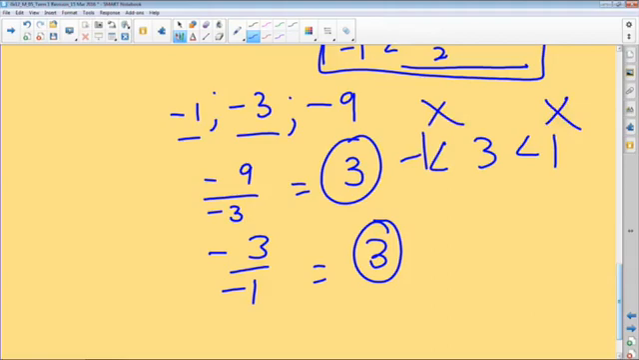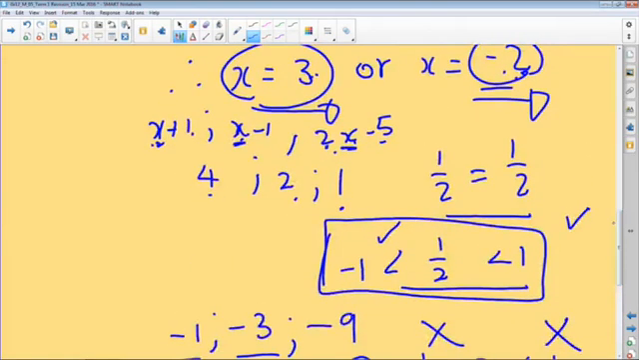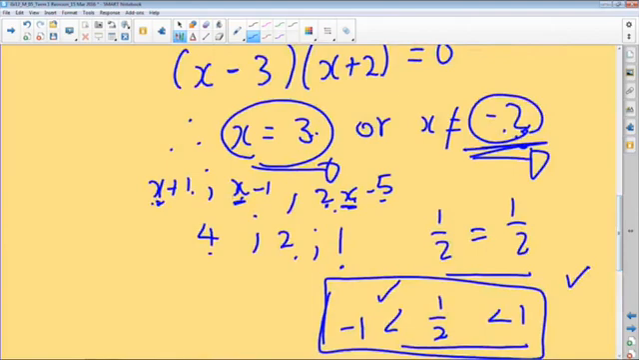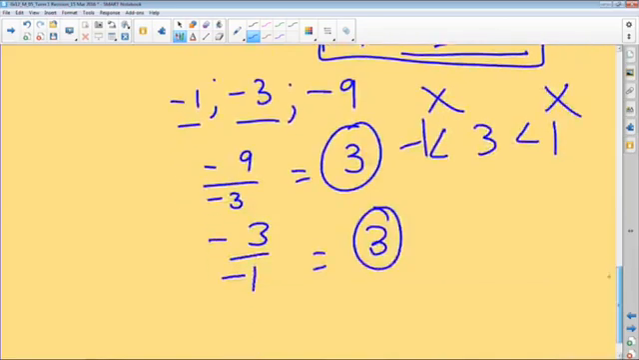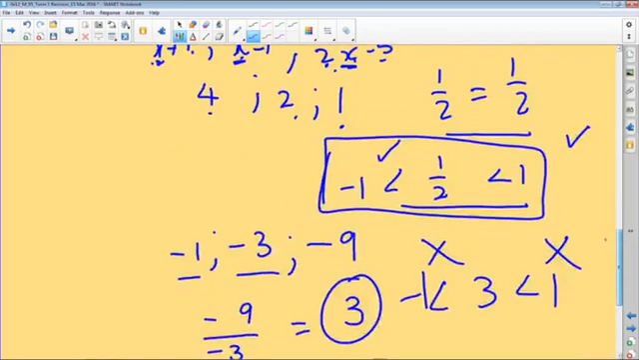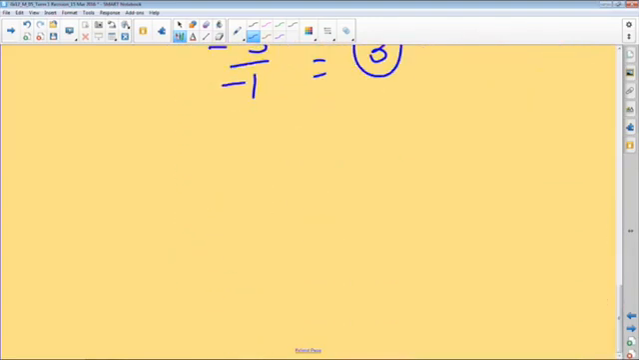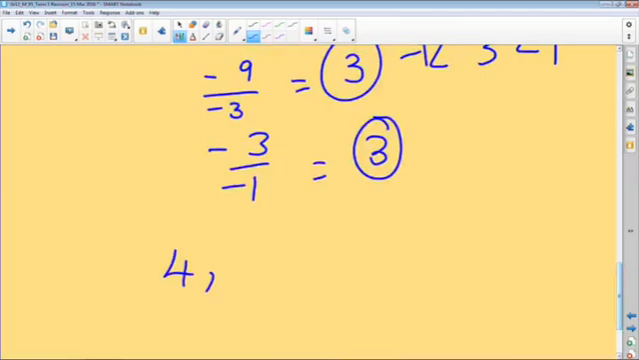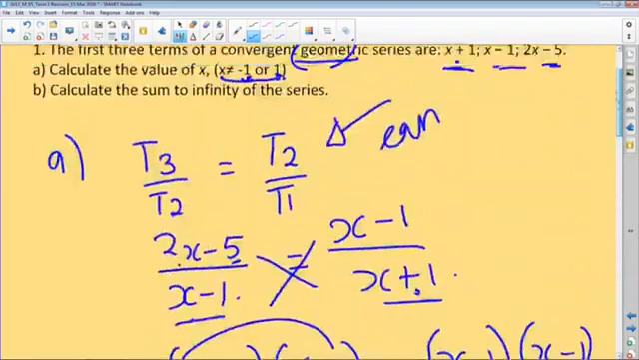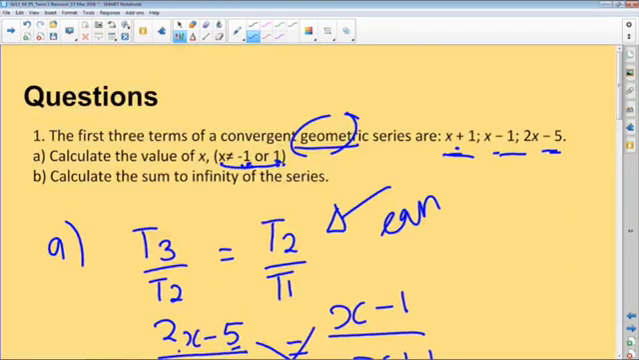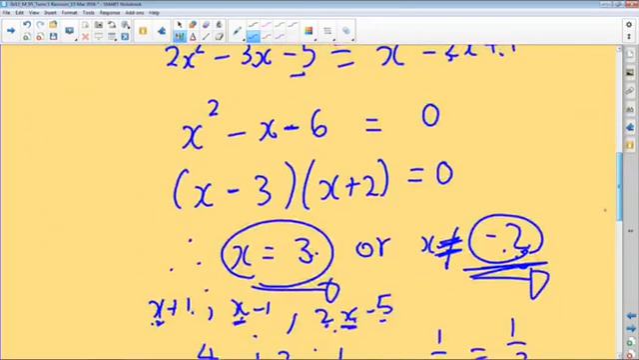So therefore, x is equal to minus 2 is not a possible solution here because we are looking for a convergent geometric series. So my answer here is x is equal to 3, and that's going to give me the first 3 terms, 4, 2, 1, and the ratio of a half. Okay, so that's what we're going to use. So to answer part A, calculate the value of x for a convergent geometric series, your answer is just going to be x is equal to 3.